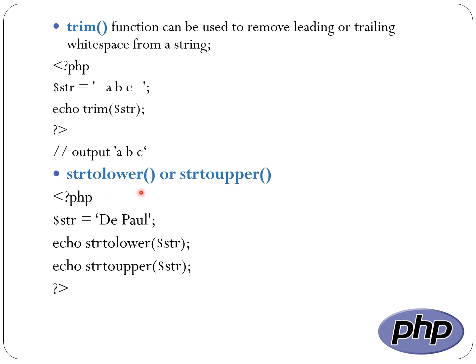Then strtolower and strtoupper. We have an example code snippet. strtolower means it will convert all the characters to lowercase, and strtoupper means it will convert all the letters to uppercase. Here $str has data like "Default". Then echo strtolower($str). So default appears in small letters. Then echo strtoupper($str). So all the letters in default are in caps.